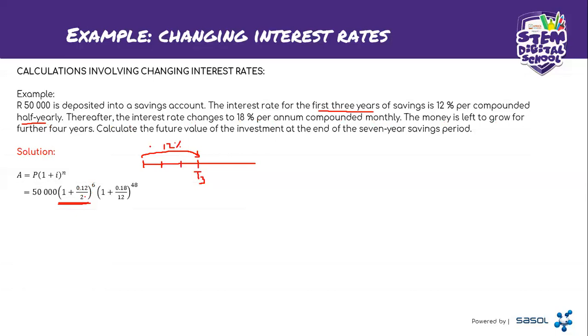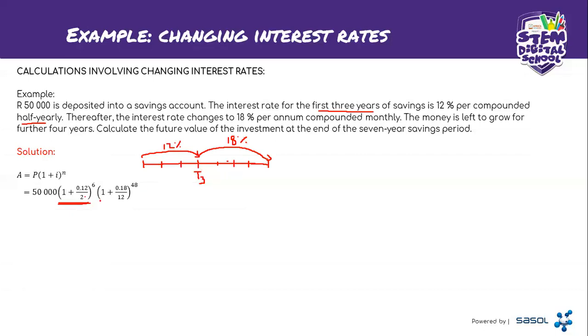The money is left to grow for a further 4 years, meaning from here it is 7 years, which is 1, 2, 3, and let me just extend, and 4. 1, 2, 3, 4, 5, 6, 7. All right. Now from here to the last year, the 7th year, the interest rate now is what? It is 18%. The interest rate is 18% now.